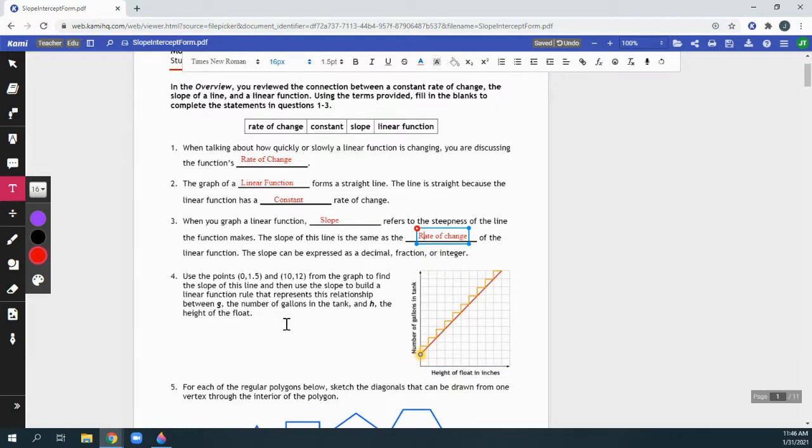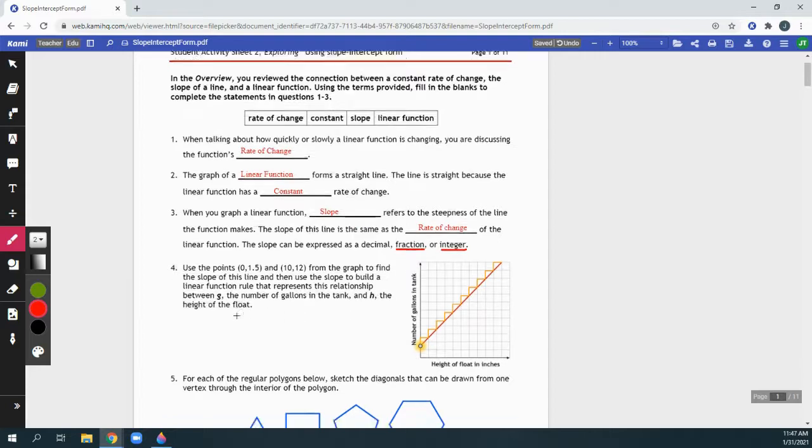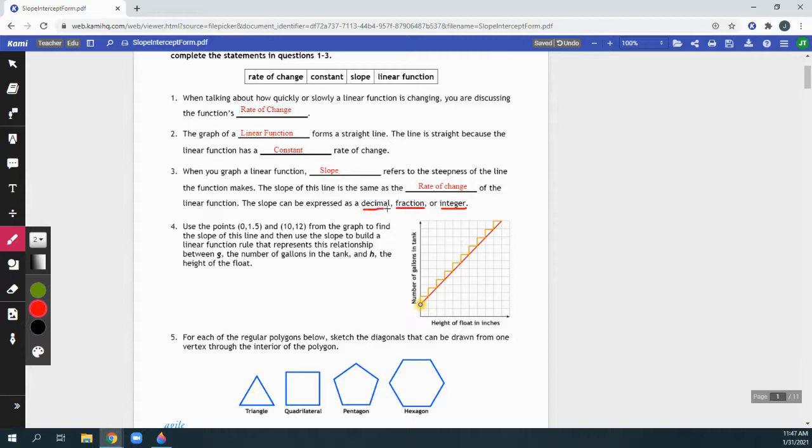All right. You can describe slope with a decimal, fraction, or an integer. I'm just going to tell you up front, fractions are our friends for slope. You can use the other ones, by all means. But generally speaking, we like fractions, unless they simplify to make an integer, okay? But yes, they will also use decimals in this book, and we'll use that too. Decimals are just fractions with tens in them, when you really think about them. Okay, so use the points (0, 1.5) and (10, 12) to find the slope of this line. We've done this before.